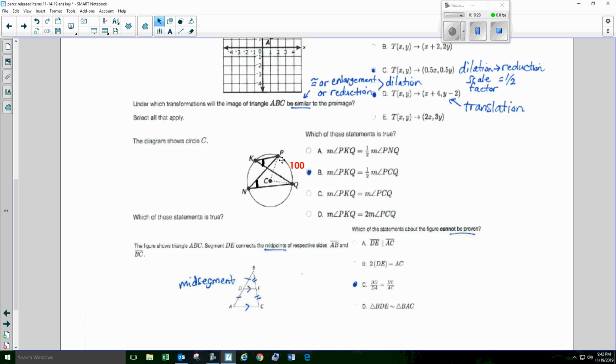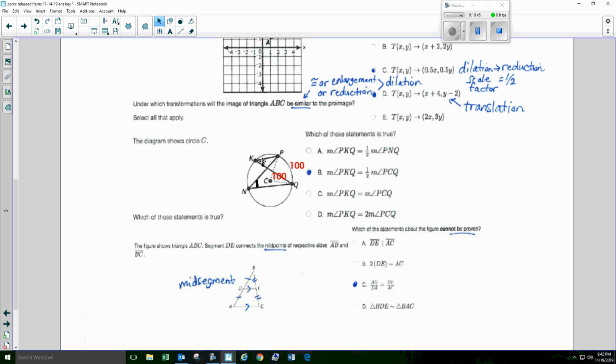Okay, and don't forget, this is called a central angle because this angle is connected to the center. The central angle equals the arc measure itself. So that means this would be 100 for that angle right there. And don't forget these other two are both 50, half of the intercepted arc. So let's see which one says that.